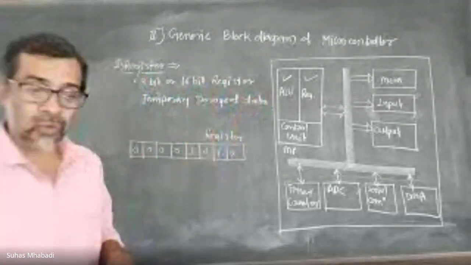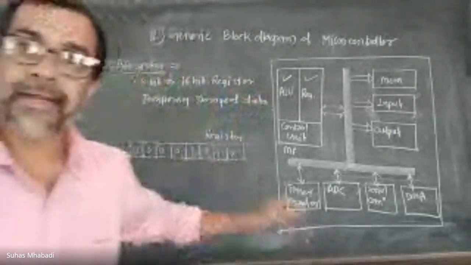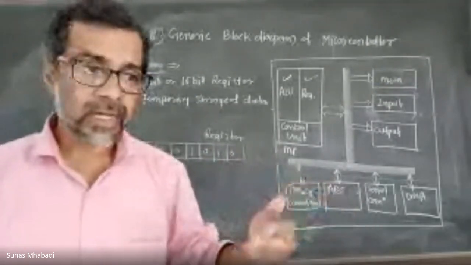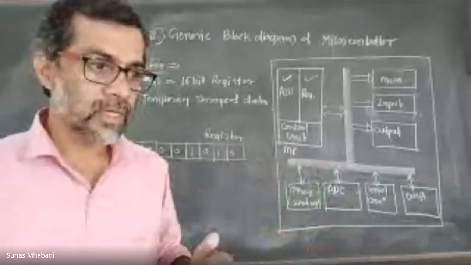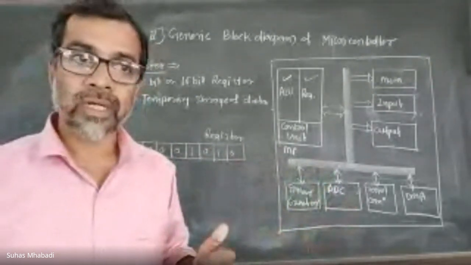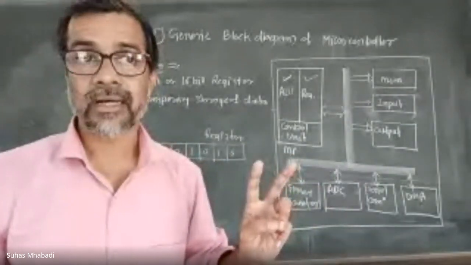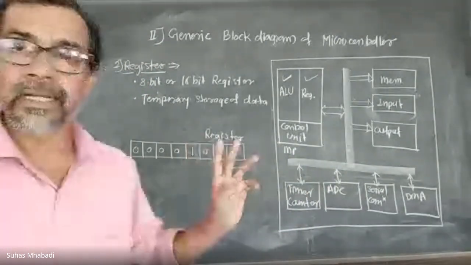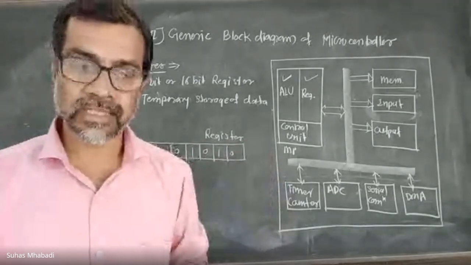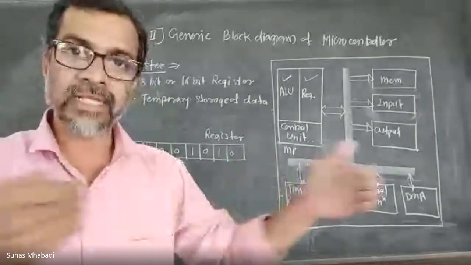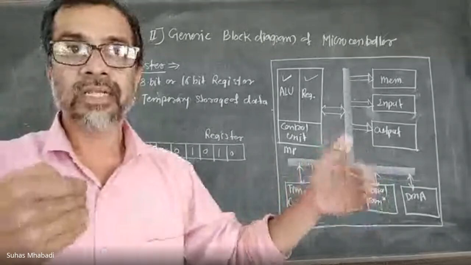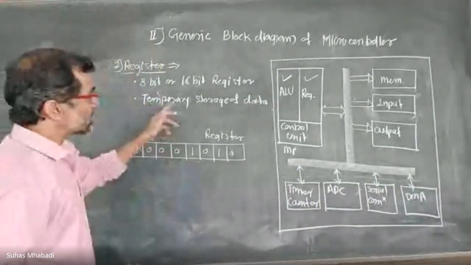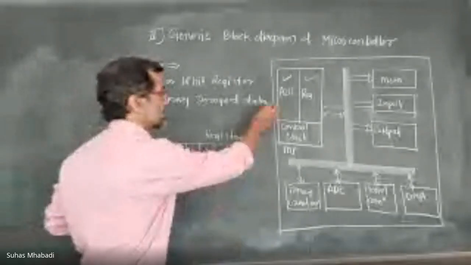If I want to store 8-bit data, I require a single register. If I want to store 16-bit data, I require 2 registers. If I want to store 32-bit data, I may go for 4 different registers, and in those 4 registers, I am able to store 32-bit data. So they are used for temporary storage of data.